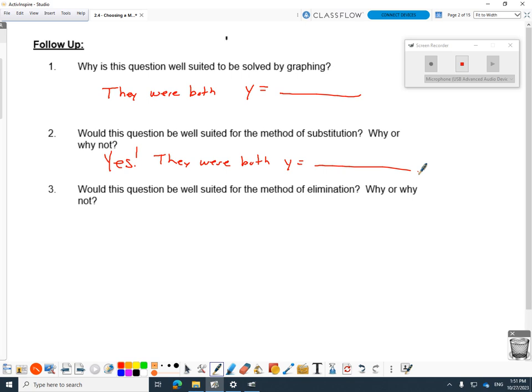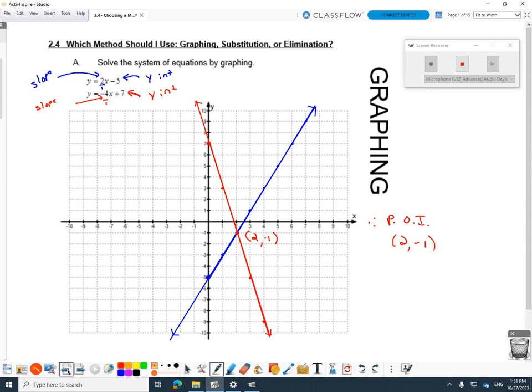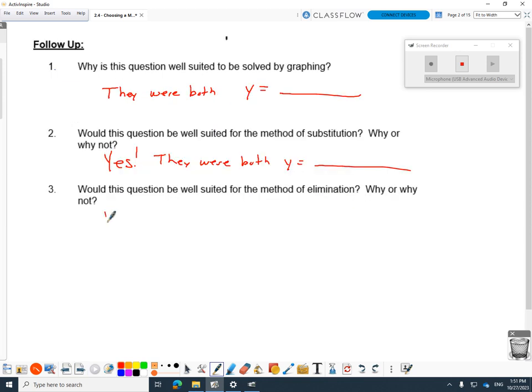Would this question be well suited for elimination? Yes. Elimination likes all questions. Okay, it's y equals, y equals. I could multiply one of them by negative 1. The y's match up. I think that's what a lot of people were saying. So this could be done by elimination as well.